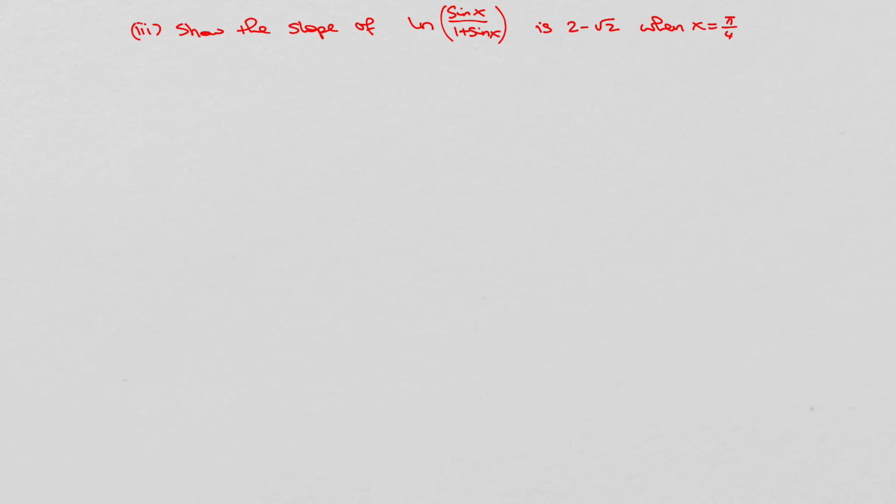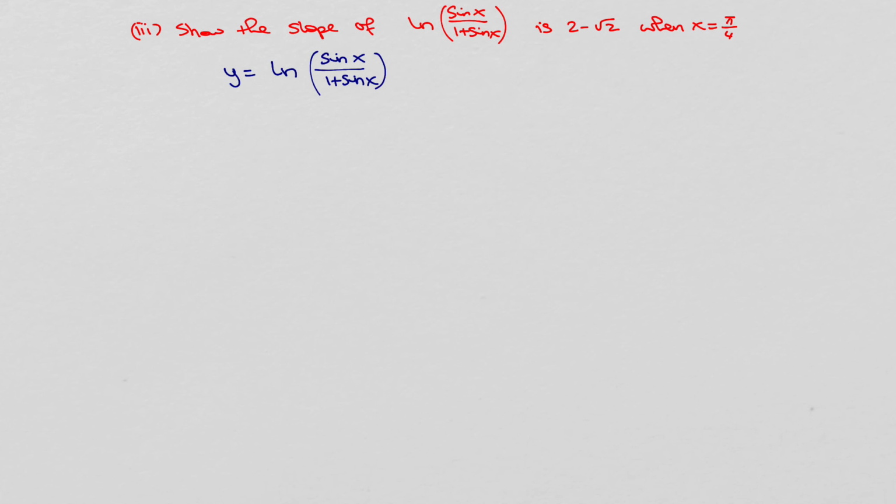So last example where we're looking at finding the equation of our tangent. So here we're asked to show the slope of natural log of sine x over 1 plus sine x is equal to 2 minus root 2 when x is equal to pi over 4. So we don't have to get the equation, just the slope in this case, and our slope should end up being 2 minus root 2. So let's say our function y is equal to the natural log of sine x over 1 plus sine x.